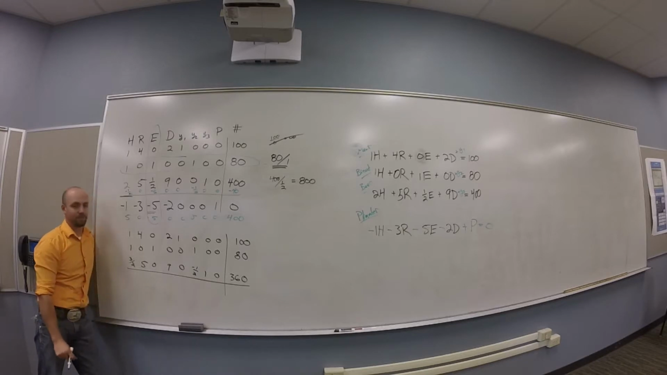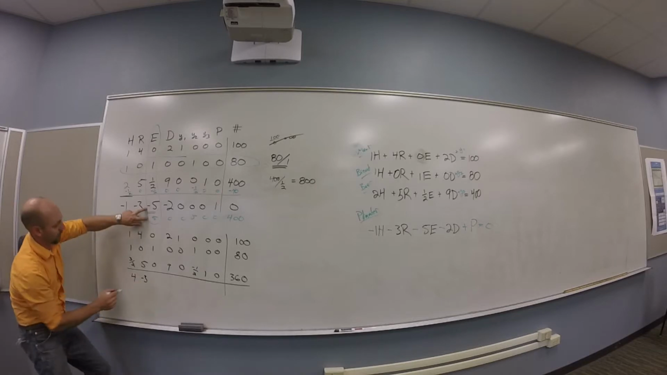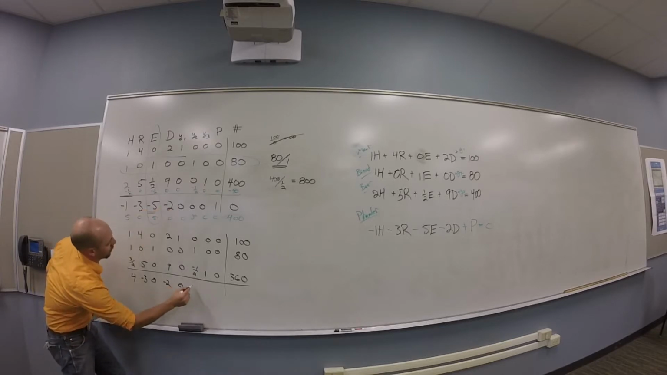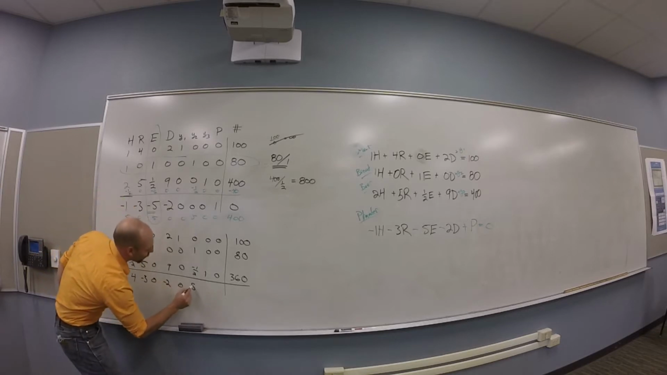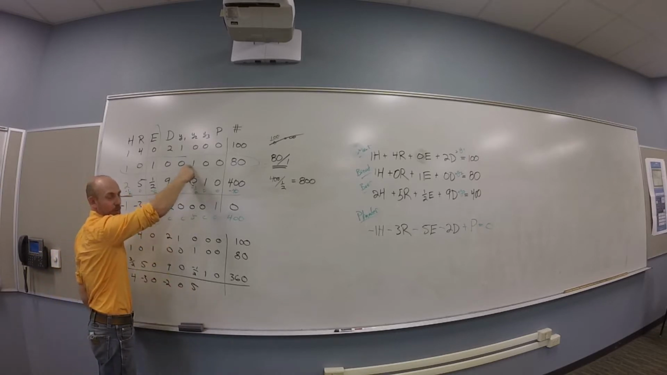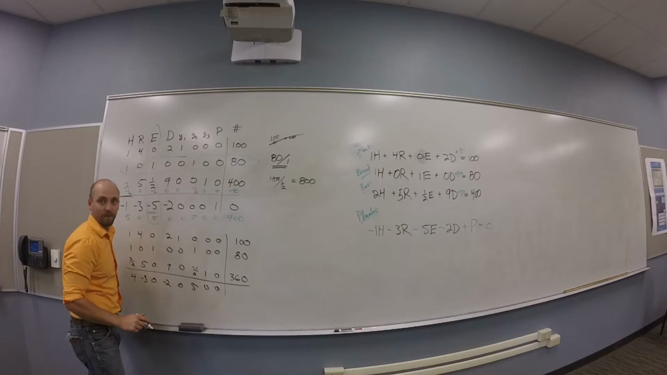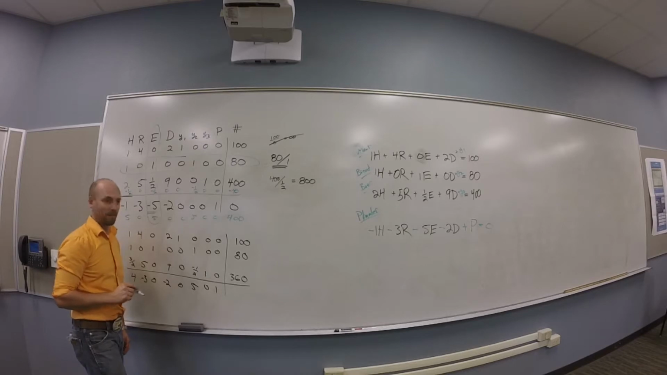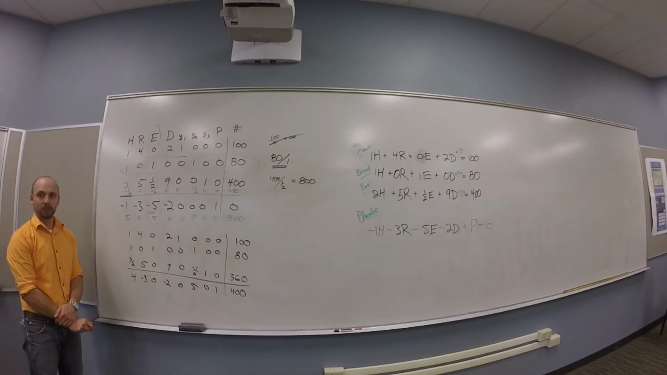How about this bottom row? 4, negative 3, 0, 0, negative 2, negative 2, 0. What number is that? It's a 5. Why is it a 5? Because I took my pivot row and multiplied it by 5. Then I got 0, 0, 1, and 400. You guys cool with this?